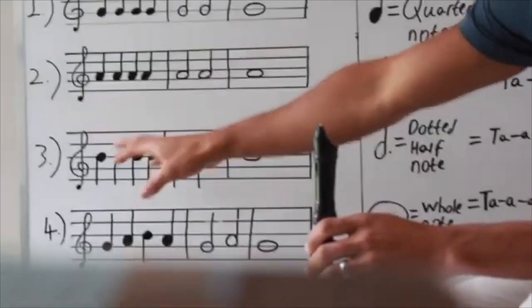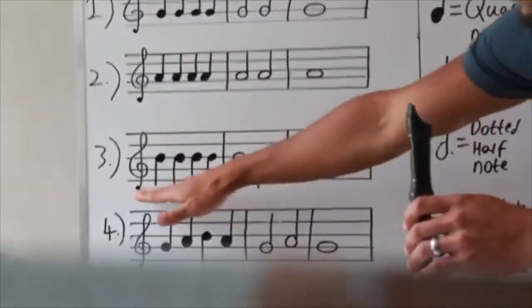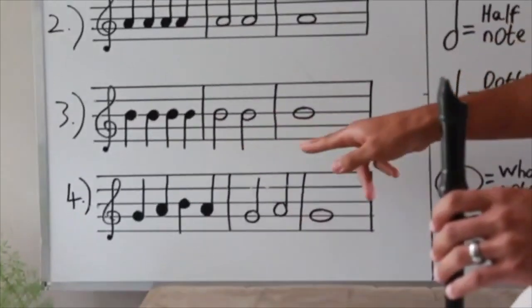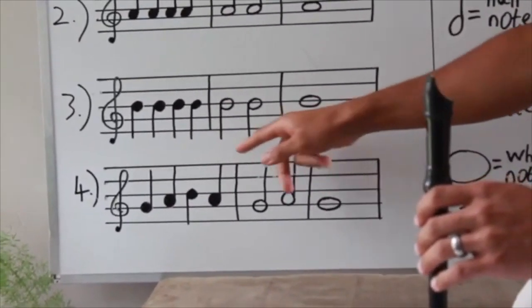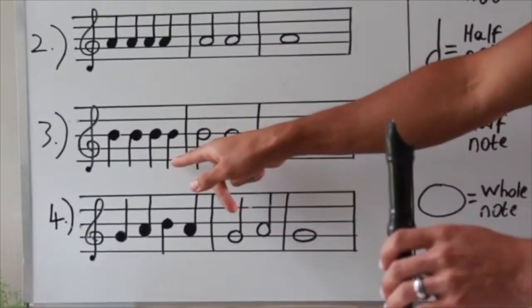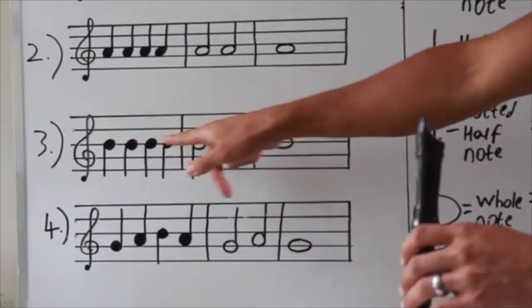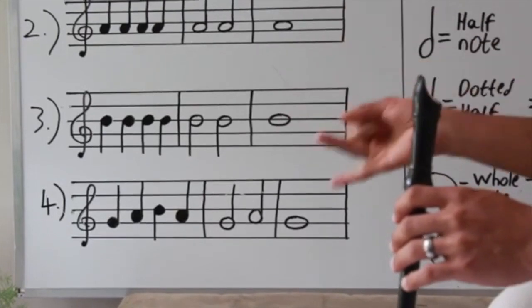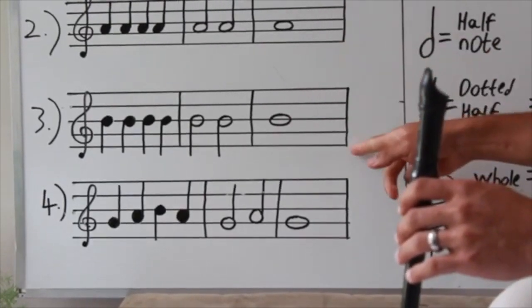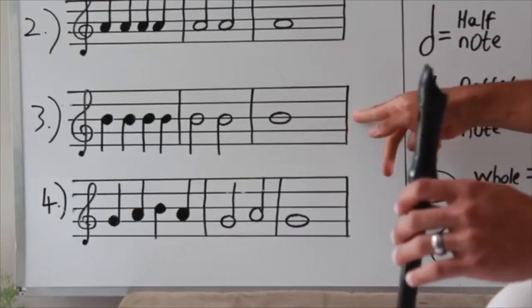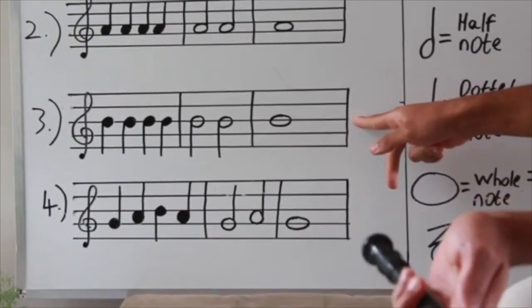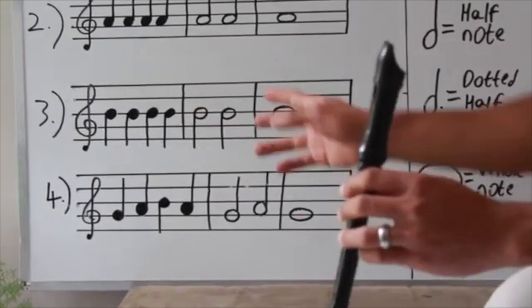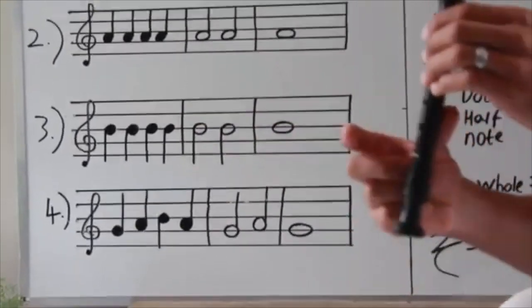Let's try line number 3. So same thing, the rhythm is the same. Still 4 quarter notes, 2 half notes, 1 whole note. But the only difference is we are on line number 1, 2, 3. All the notes are on line number 3. So if it's on a line, we use every good boy. So every good boy. What letter does boy start with? Yes, B. So let's try to do line number 3, but this time holding a B.